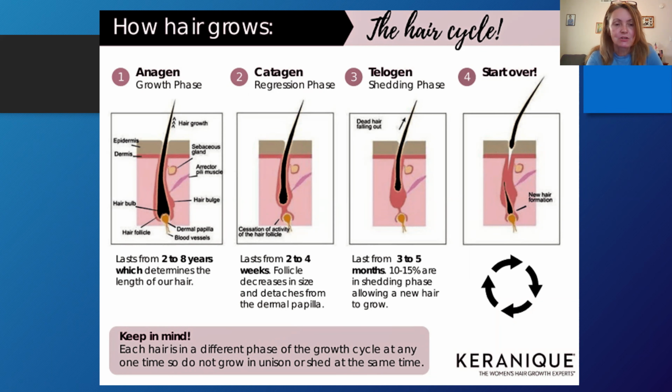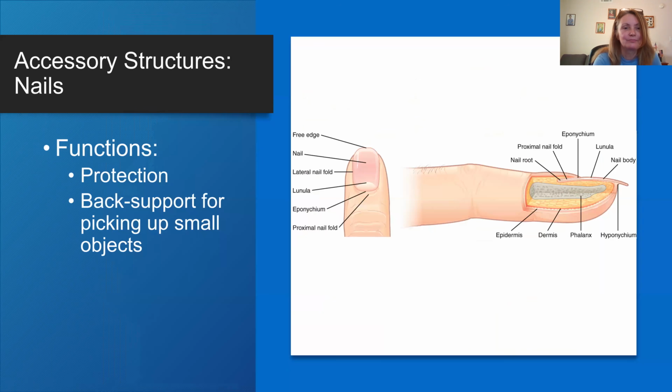Okay. So each hair is in a different phase of the growth cycle at any one time. They do not grow in unison or shed at the same time. So it's not like your hair grows, then you shed everything off, right? Every single hair is in its own phase. That is really fascinating.